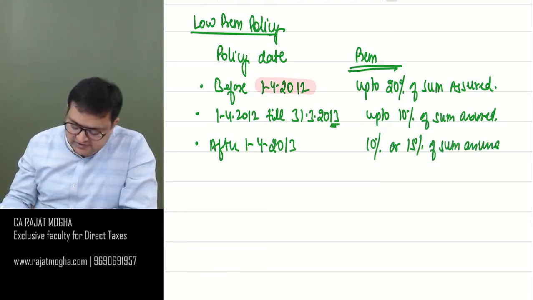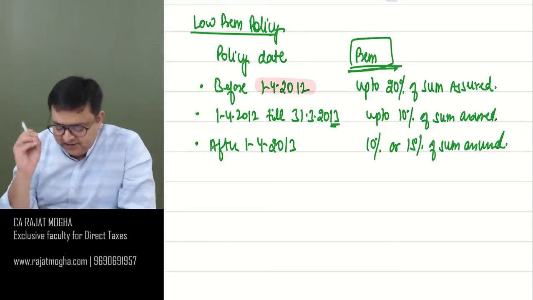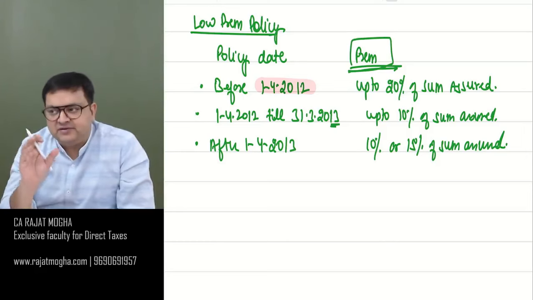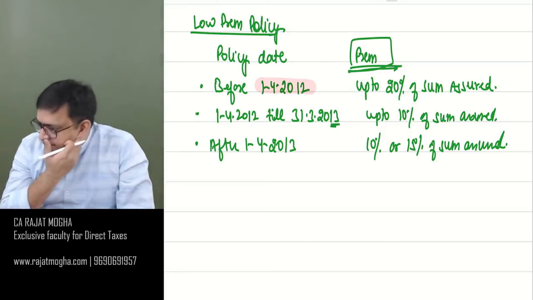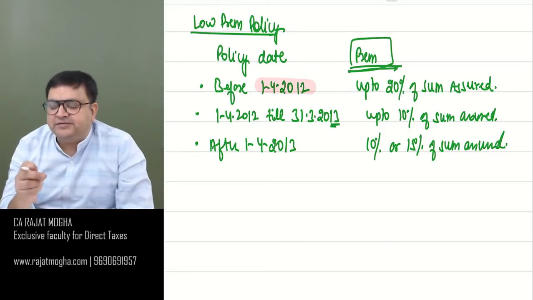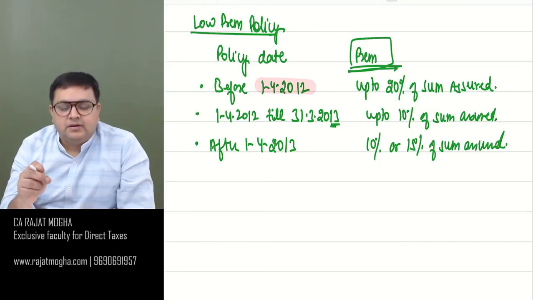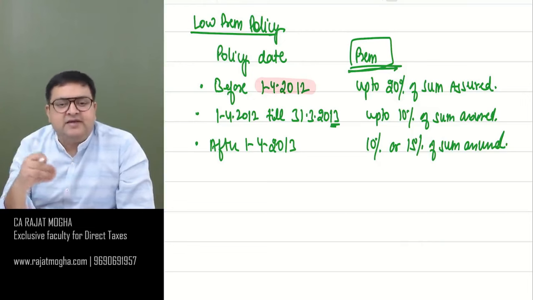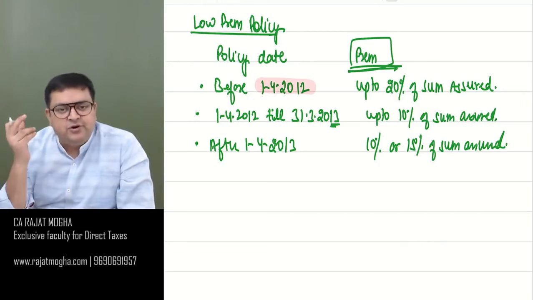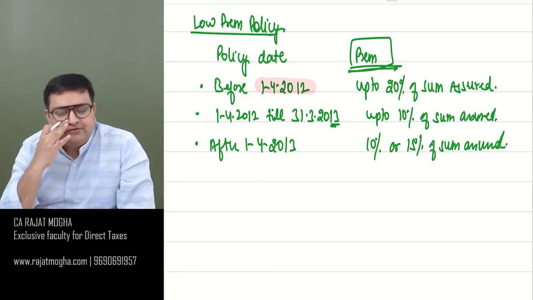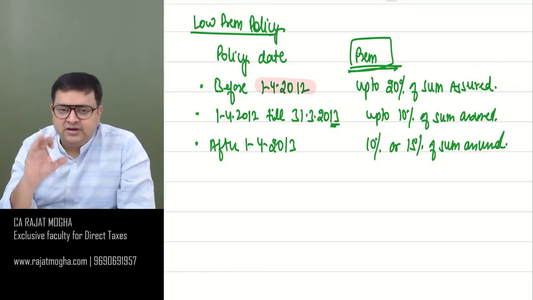If the premium amount of the policy is up till, generally please take 10%. If the premium is up till 10%, then it's a low premium policy. If it is more than 10%, it's a high premium policy. But it depends. If the policy is very old, before 1st April 2012, instead of 10%, take 20%.